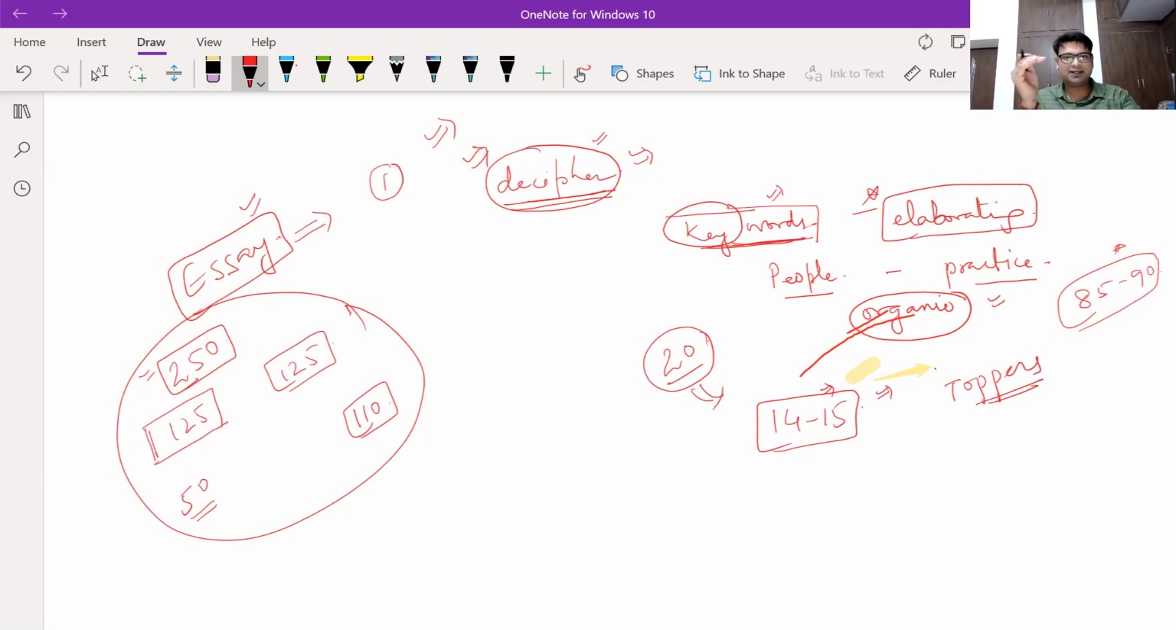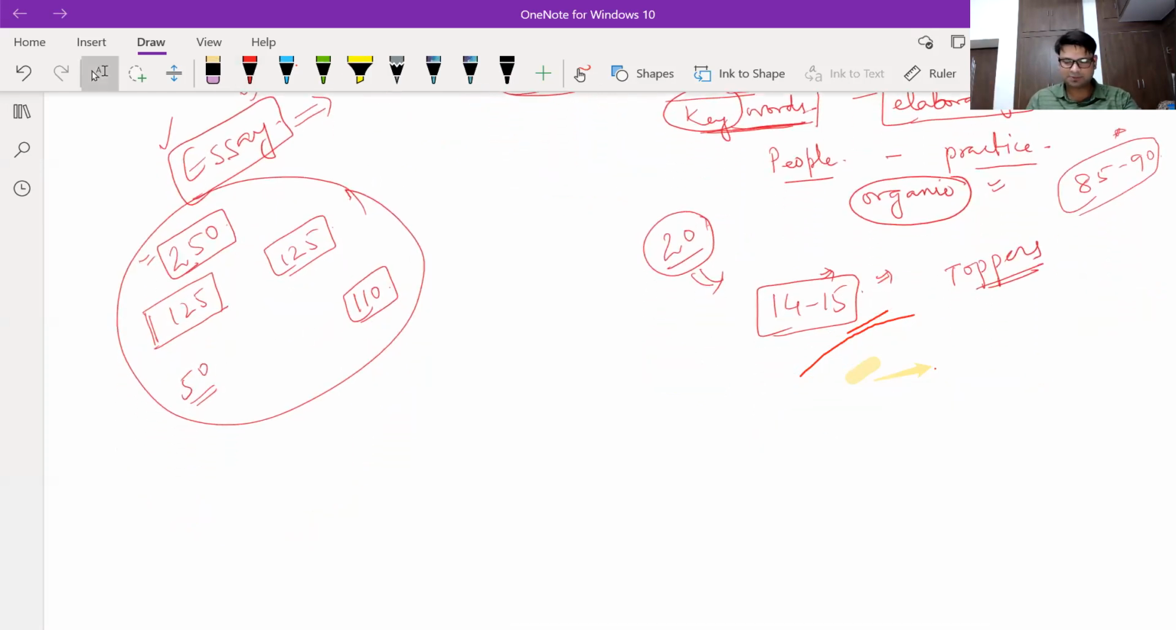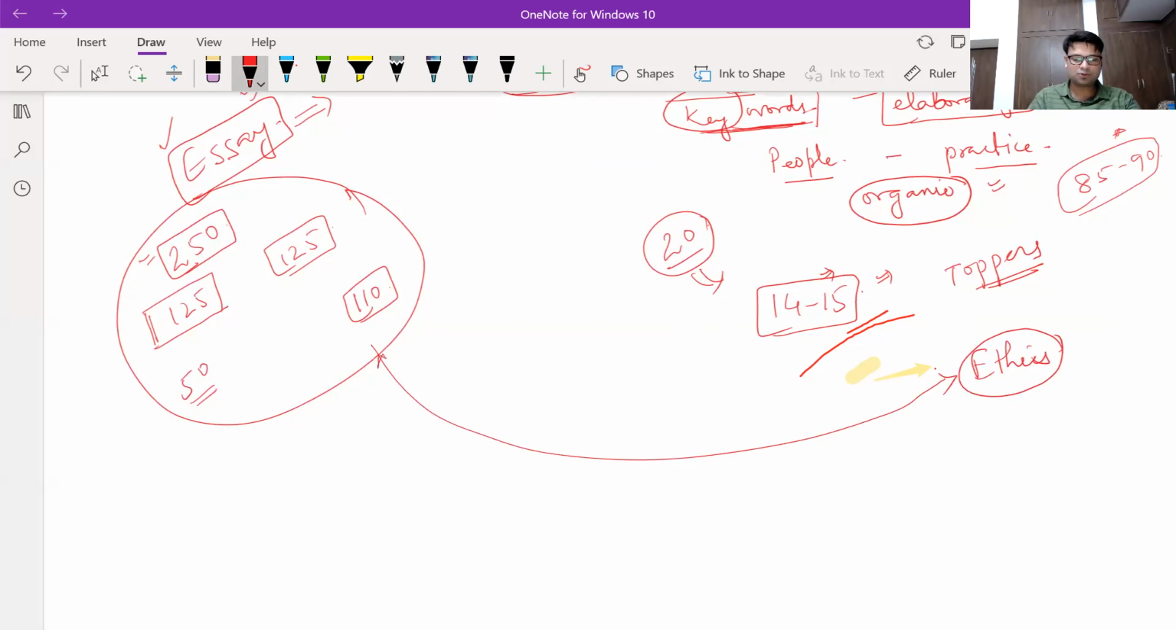That is, deciphering it properly, then presenting it in a structured manner, giving decent examples and all. So the first stage is deciphering the question, and that is important for your essay, that is important for your GS 1, 2, 3, and that is important for your ethics paper naturally, because ethics and essay are almost on similar lines.